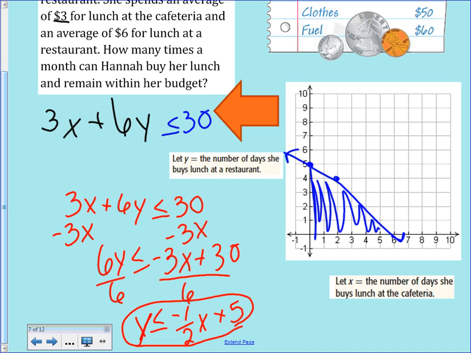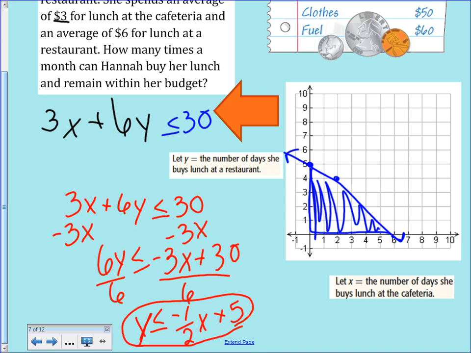And you'll notice a lot with these type of problems that we're only focusing in the first quadrant. Negative time, negative amounts of lunch doesn't make sense. So we want to keep everything positive, which is what we're doing here. So if you notice right here is our solution. So what does this mean?